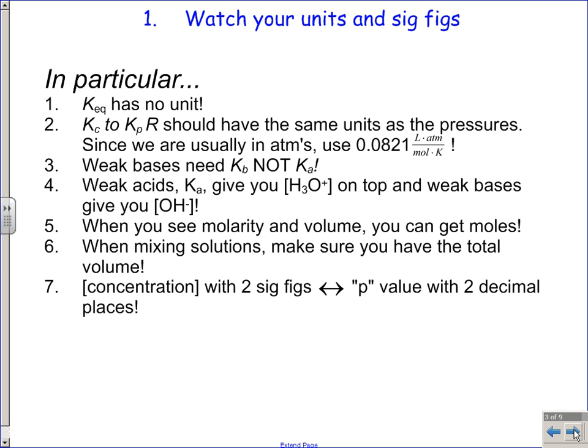So as far as watching your units and sig figs, in particular, remember K_Q has no unit, so you're not going to stick a unit with there. Second thing to watch out for, remember when you're going from Kc to Kp, R should have the same units as the pressure. And since we're typically using atmospheres in pretty much every single problem, that's your 0.0821 value for R. Weak bases. Remember, we need a Kb, not a Ka.